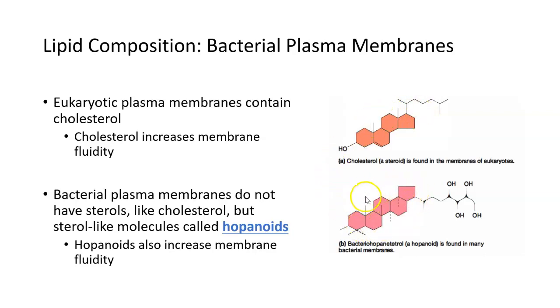If you look down here at this molecule, to the untrained chemistry eye like mine, these two molecules look very similar. And these molecules that bacteria have that are kind of big and bulky are called hopanoids, and they help to increase the fluidity or the dynamicness of the membranes in bacteria. So you will never find a hopanoid in a eukaryotic cell membrane, and you will never find a cholesterol molecule in a bacterial cell membrane. They are exclusive to their different types of cells, but they serve a similar function in increasing the fluidity of the membranes.